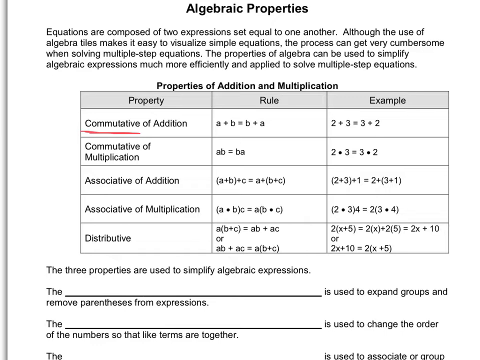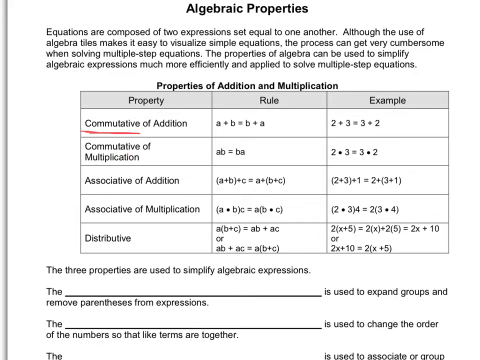So, commutative property of addition. That just means basically that when you have an addition problem, it doesn't matter which order the numbers are in, it means the same. So it gives the example 2 plus 3 is the same as 3 plus 2. Absolutely. So this is the property that says that's all good.